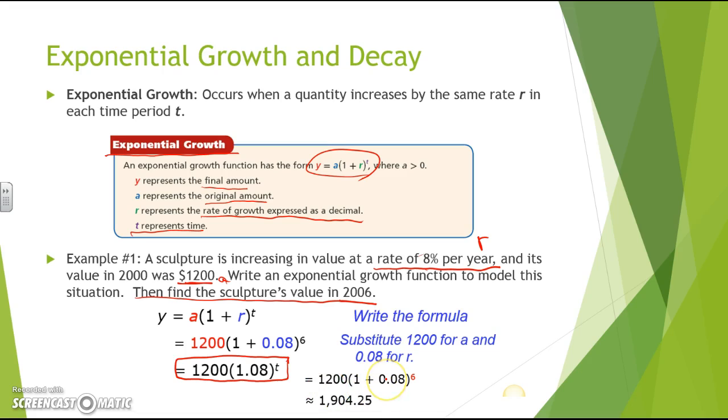And when you solve that out, it's going to give you $1,904.25 for the value of the sculpture in 2006.